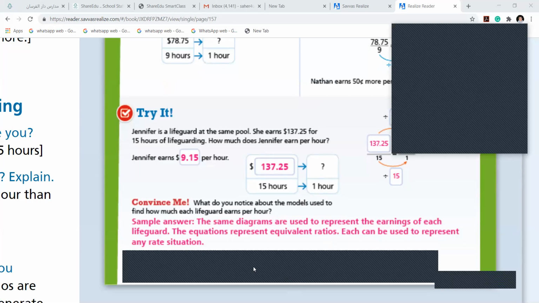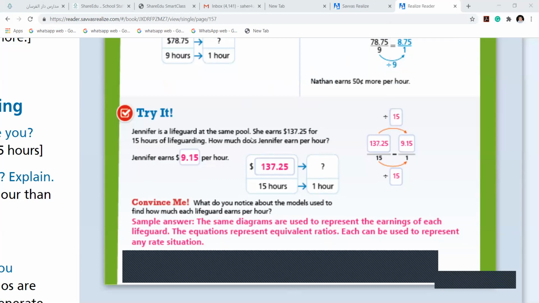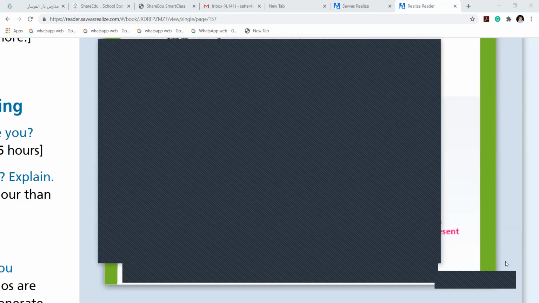Judy, Dana, Rishan, Miral, please turn to page number 86 and look at this question. Jennifer is a lifeguard at the same pool. She earns $137.25 for 15 hours. See how I do it, girls. Now you all tell me, because I cannot see the page. How many dollars does she make? 137.25. I cannot hear you, Judy, properly.